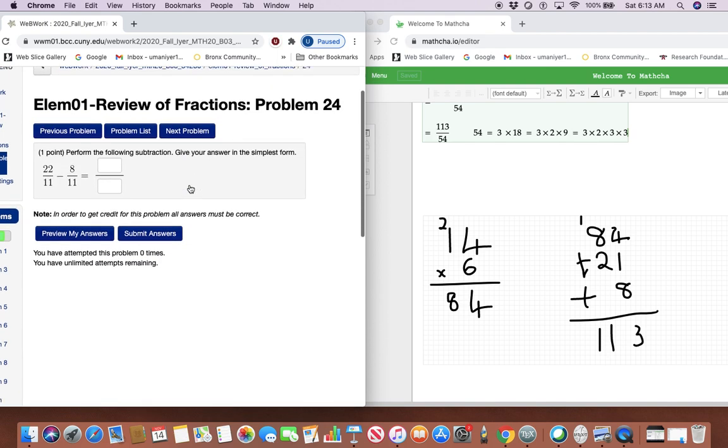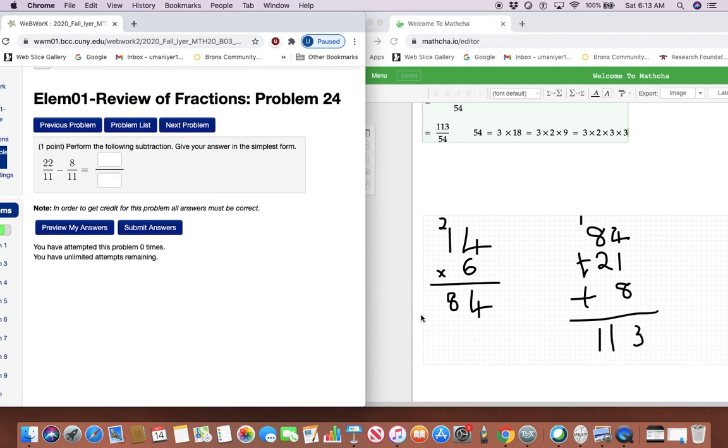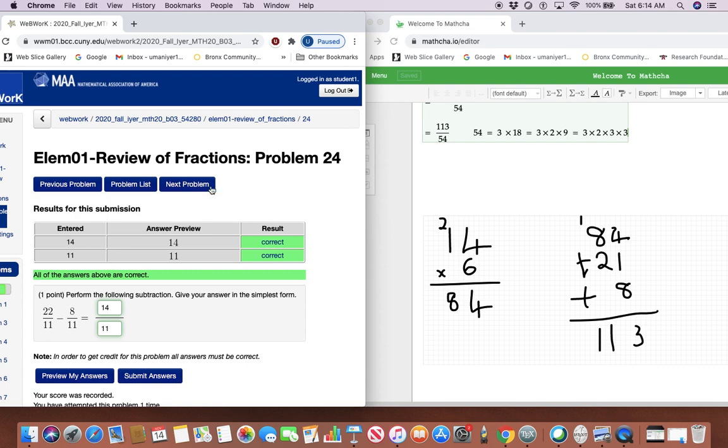Next, subtraction. Well, when you have same denominator, you simply subtract the numerators. 22 minus 8 is a 14. Okay, if you could reduce, you would reduce, but nothing goes. Okay, there is no reduction. Next problem.